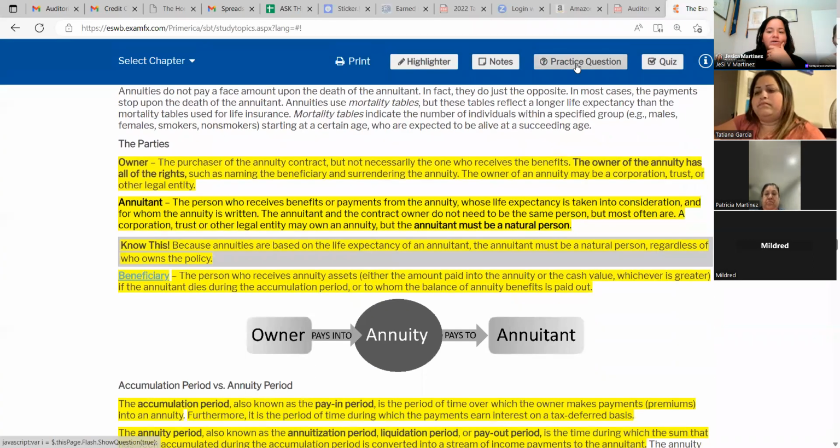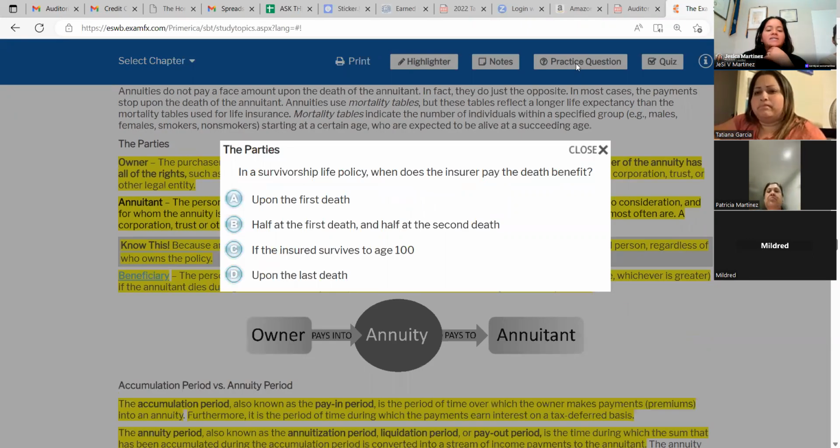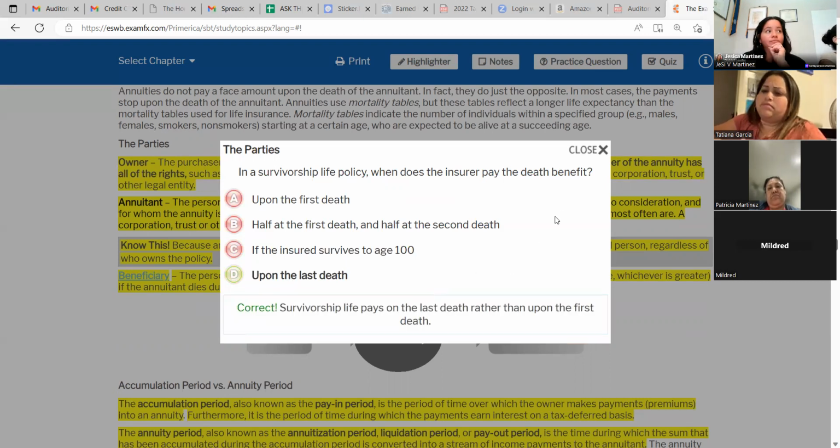Okay, so a little bit more down. In a survivorship life policy, when does the insurer pay the death benefit? Upon the first death, half at first and half at the second, if the insured survives to age 100, or upon the last death. Upon the last death. Yes. Okay, perfect, upon the last death.